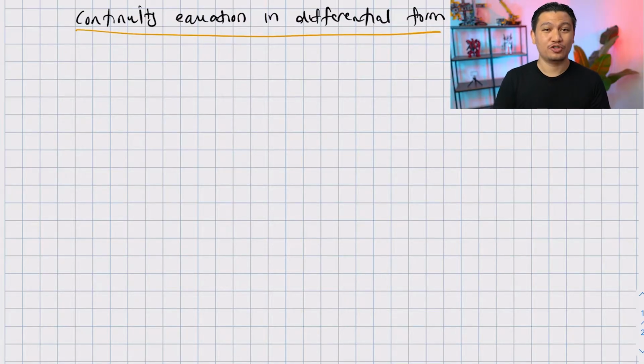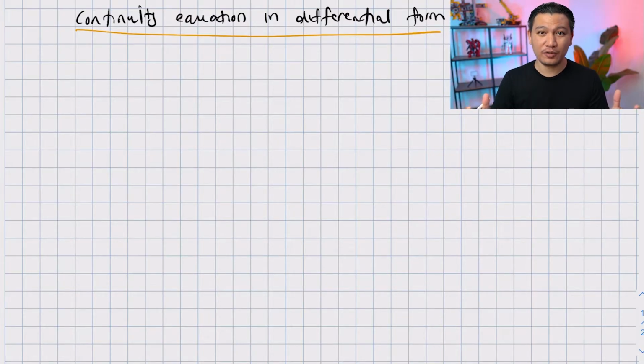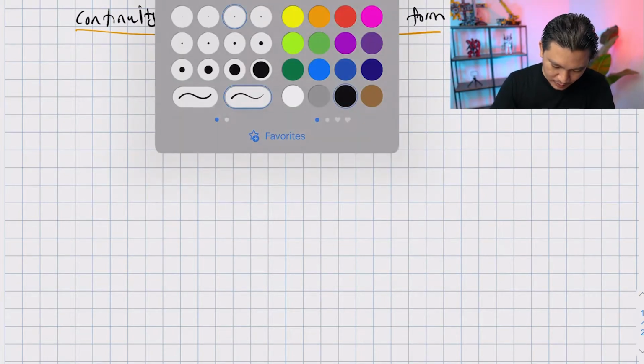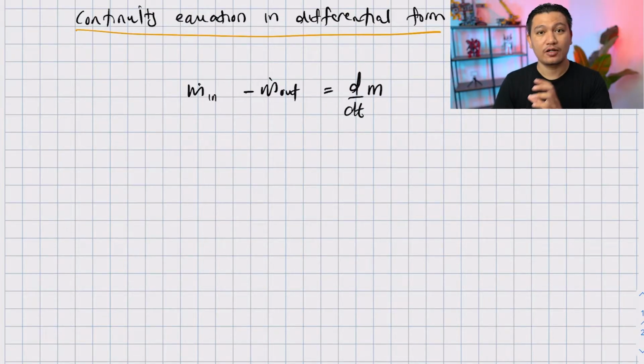From the fundamental laws, we clearly know that the mass that goes into the control volume minus the mass that goes out of the control volume is equal to the rate of change of mass inside that volume. And as we said before, if the rate of change of mass inside this volume is 0, the flow is called steady flow, so mass flow in equals mass flow out. So let's write that equation first. Mass flow in minus mass flow out equals the rate of change of mass inside that volume.